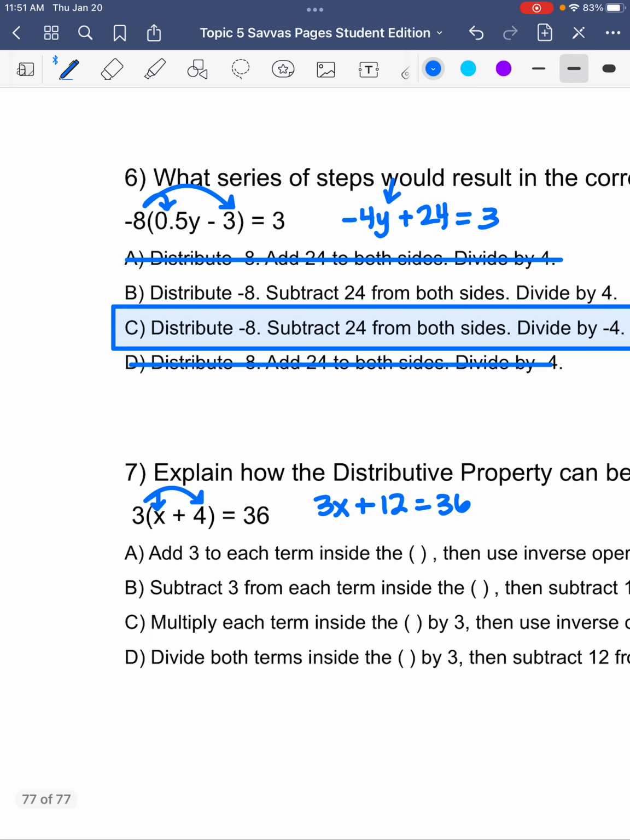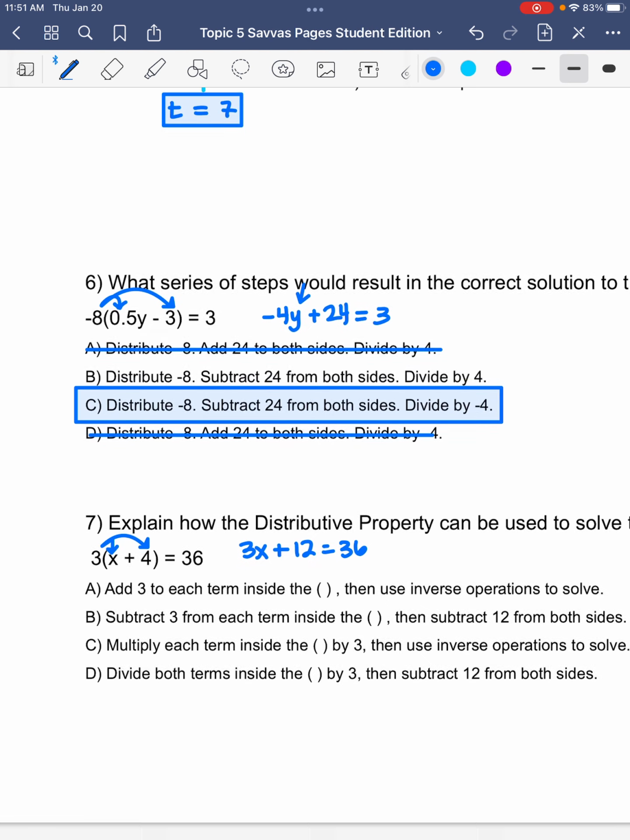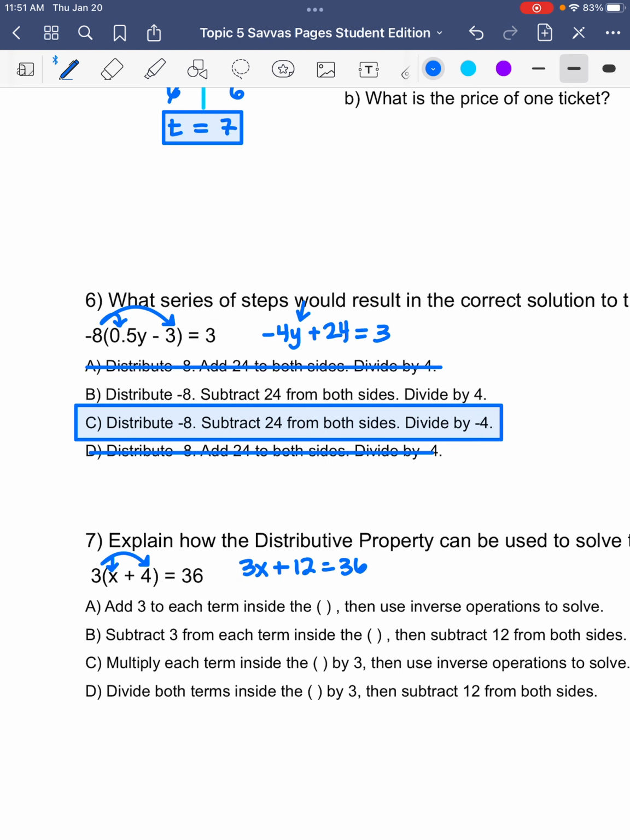Okay, so let's read these choices. A says add 3 to each term inside the parentheses. Well, that's not what we did, so I know A is not correct. Okay, B says subtract 3 from each term inside the parentheses. That's not what we did, we multiplied. So B is not correct.